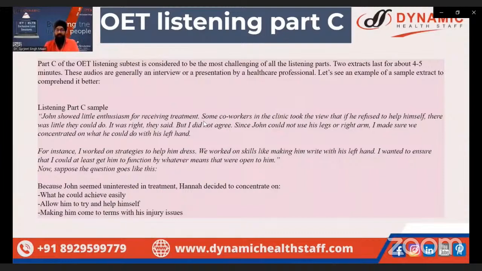Now, this was a script. Now, let's assume the question is: because John seems uninterested in the treatment, Hannah decided to concentrate on what he could achieve easily, allow him to try and help himself, or make him come to terms with his injury issues. So I'm giving you 1 minute again, a bit of time. Just go through the script and try to guess one answer from these three options.